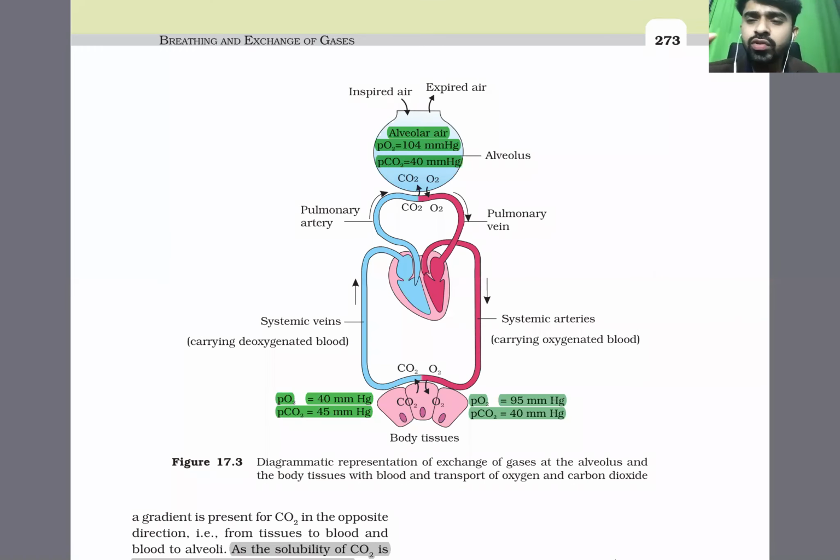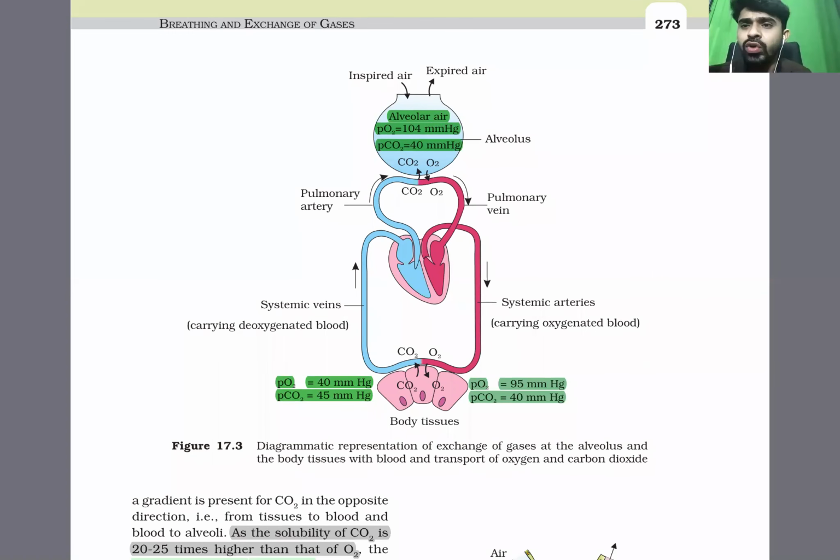First you have to remember this chart, and in it there is a beauty. This is the PO2, the partial pressure of oxygen. This is 104 millimeter mercury. And this is PCO2, the partial pressure of carbon dioxide. This is 40. Just follow me, it's extremely important.